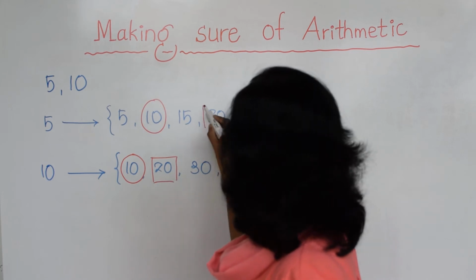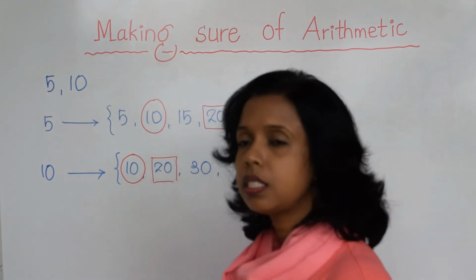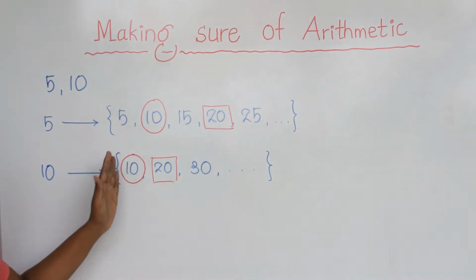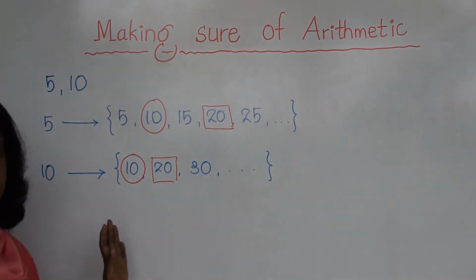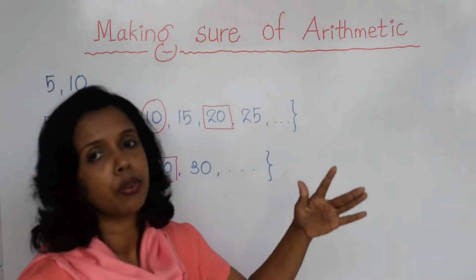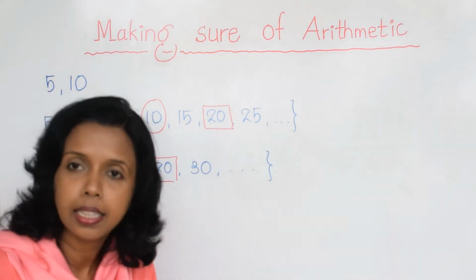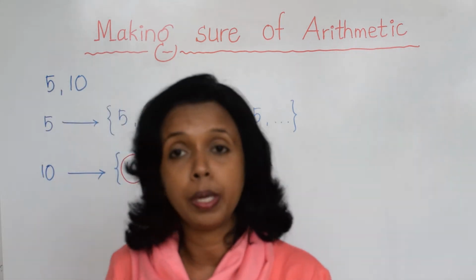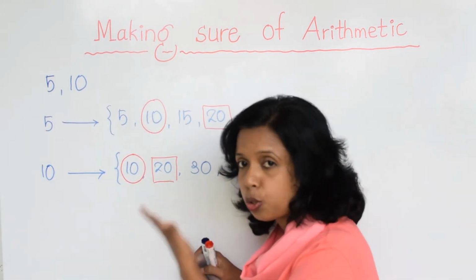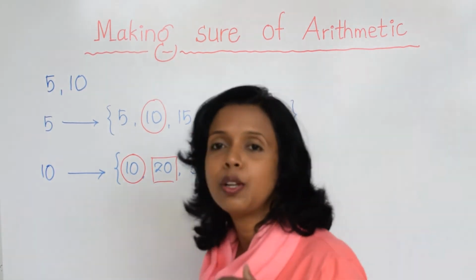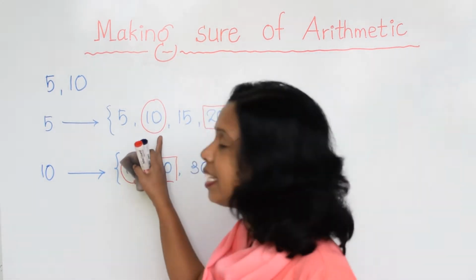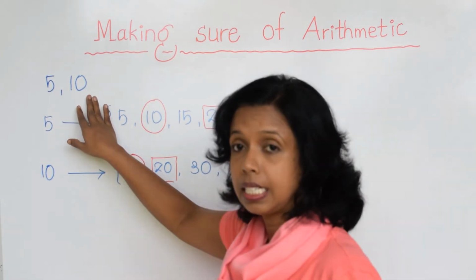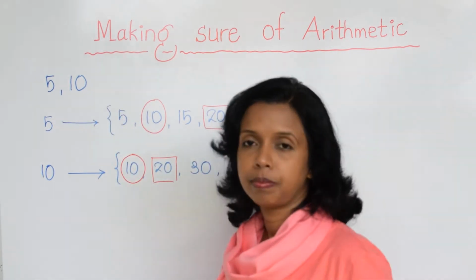20, 20. So from these two lists, we can find only these two numbers. But if you extend your list, you can find many common multiples like this, right? Out of 10 and 20, right? So those are the common multiples we have according to these two lists. So what is the lowest common multiple, children? That is 10. Now LCM of 5 and 10 is 10, right?